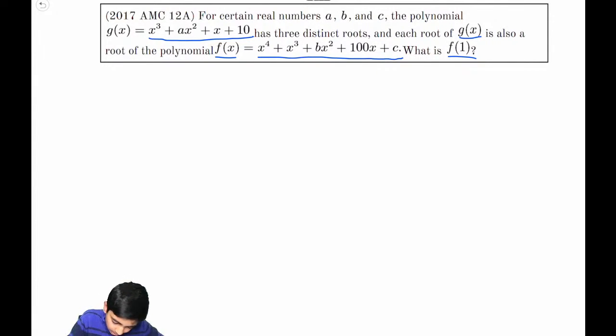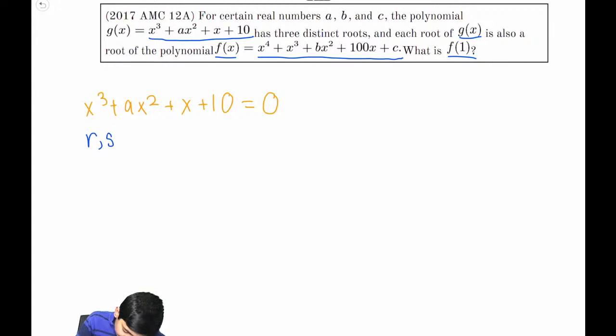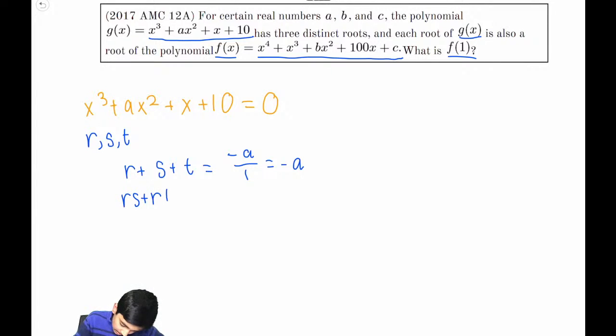Okay, so this seems quite complicated, so let's just write it out for x cubed plus ax squared plus x plus 10 is equal to 0. So let's say our roots of this are r, s, and t. Then we have that r plus s plus t is equal to negative a over 1, equal to negative a. And then we have rs plus rt plus st equal to 1 over 1, positive of that. 1 over 1 is 1.